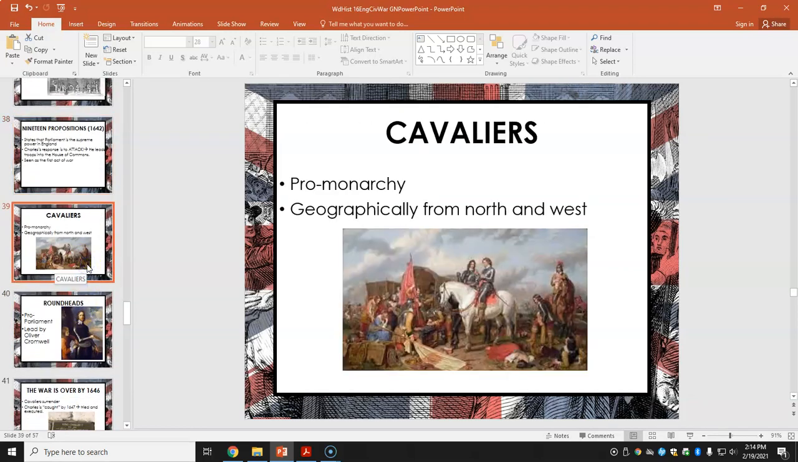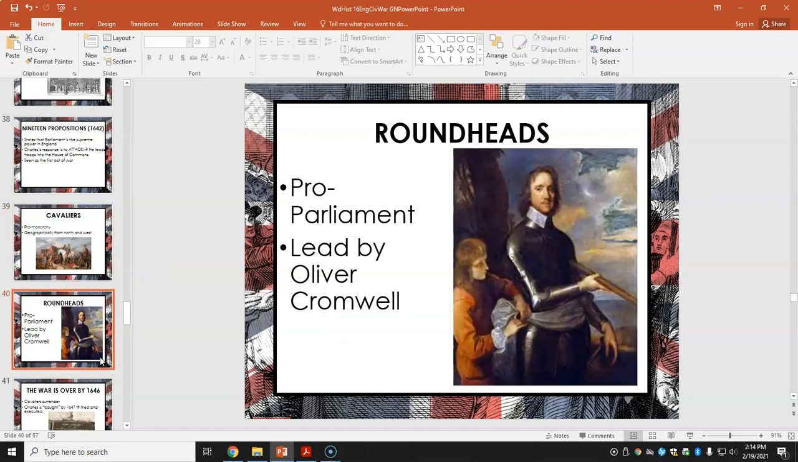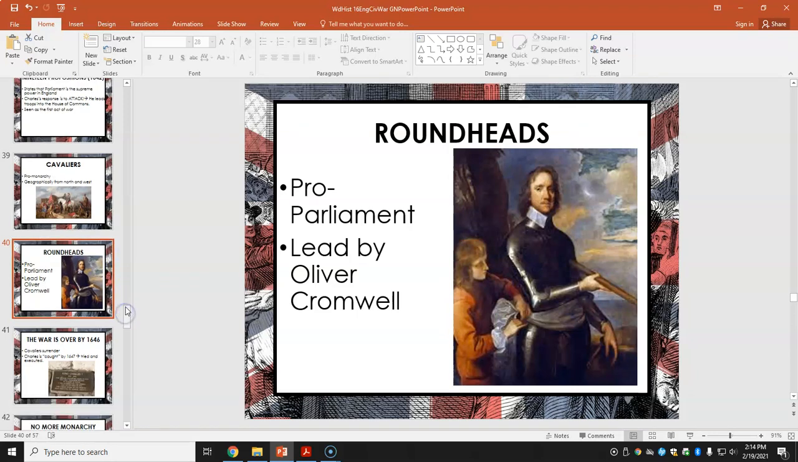You have a group known as the Cavaliers. They are pro-monarchy, and they are geographically from the north and the west of England. You also have the Roundheads. They are pro-parliament. This group is led by Oliver Cromwell. So the Roundheads are kind of like, they're against the king, okay?